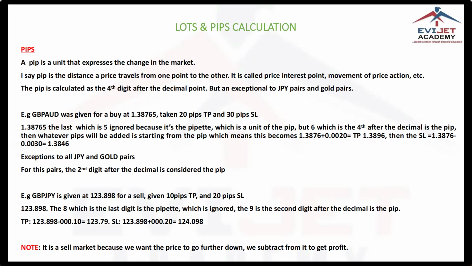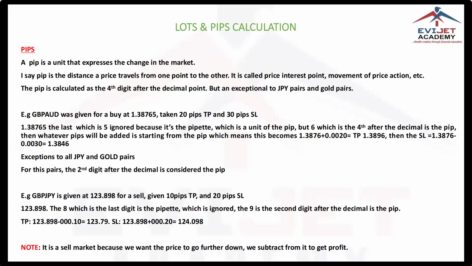A pip is calculated as the fourth digit after the decimal point, but with an exception for JPY and the gold pairs. Now, this is a learning that, when I share these other videos, you will go into most of them and look at them because it's well broken down there. I'm still going to bring more videos that will show you about pips and lots with a lot of explanation. By the time you put all of them together, it will be nothing for you to know how to calculate pips and work with your lot size.